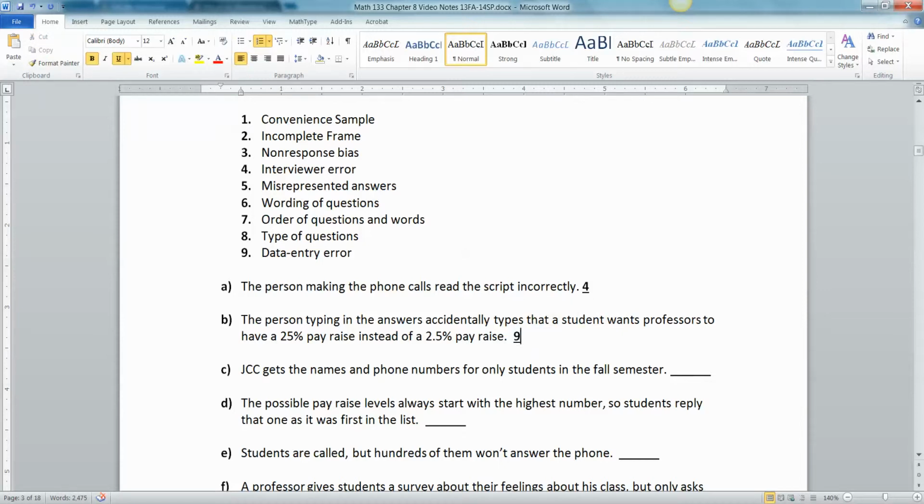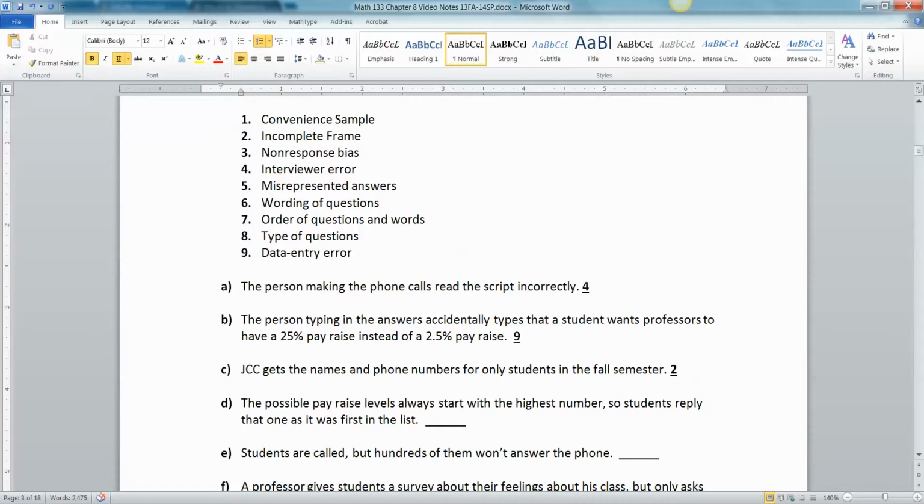They have messed up. All right, JCC gets the names and phone numbers for only students in the fall semester. Okay, well, that's not fair. If you only do the fall semester, you're missing all the winter students and all the spring summer students. So you have an incomplete frame. You're missing out on a whole group of students that might be fundamentally different from the fall students, right? You're not having the full list of students.